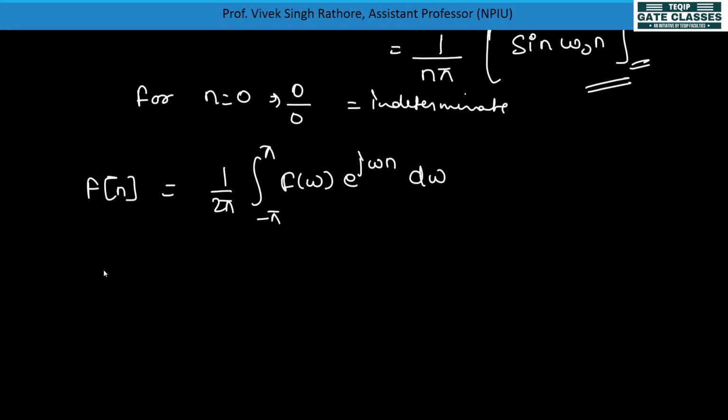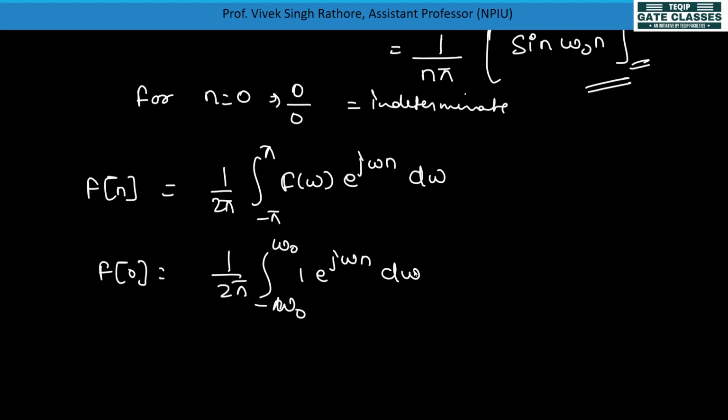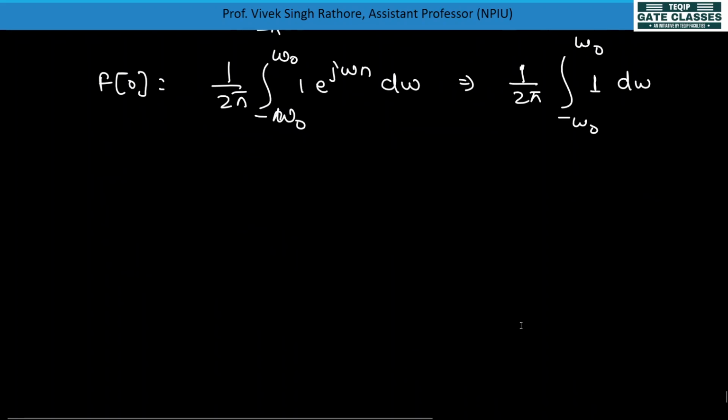So for n equal to 0, f of 0 can be calculated as 1 by 2 pi, integral from minus omega naught to omega naught, of 1 times e to the power j omega n d omega. Since n is 0, the exponential becomes 1, and d omega remains. This leads to 2 omega naught by 2 pi, and the answer is omega naught by pi.